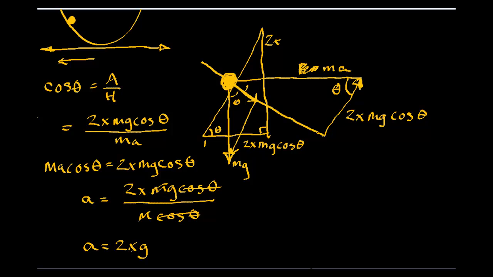So if you can read a position of the ball in the accelerometer in the x direction, then I will multiply that by 2 times g, and I will give you the acceleration. Okay? So I hope that's helpful.